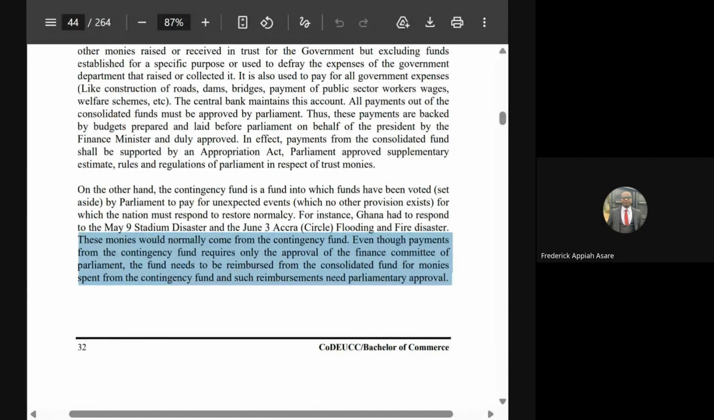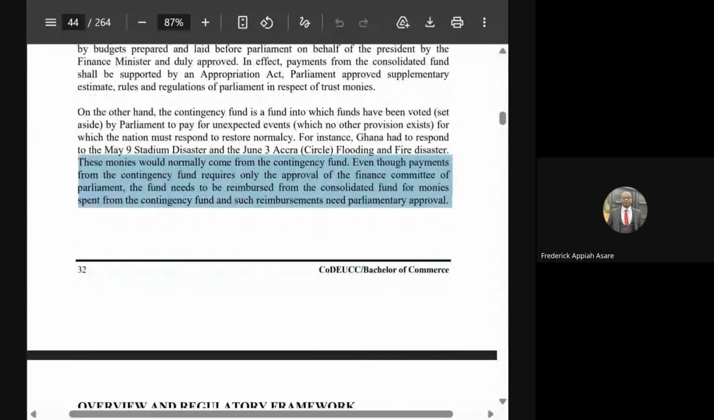So here, after they've taken the money from the contingency fund, the Minister of Finance will then send it to Parliament for Parliament to approve that the monies that we're taking from the contingency fund must be reimbursed from the consolidated fund. So we take money from the consolidated fund to reimburse the contingency fund for all the monies that we use to cater for the unexpected events.